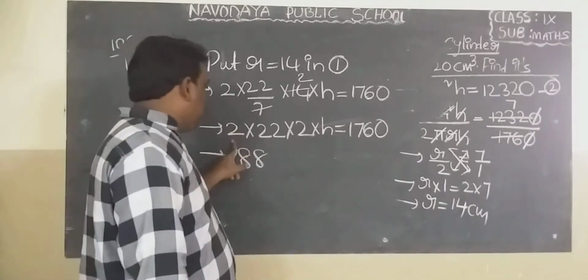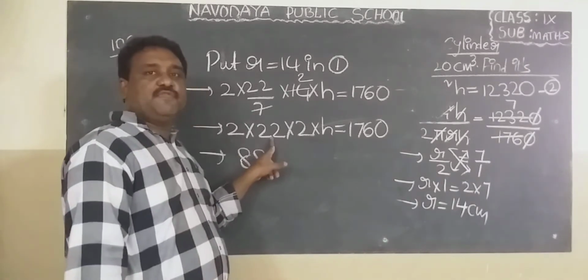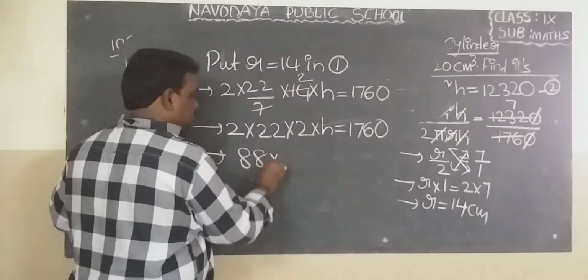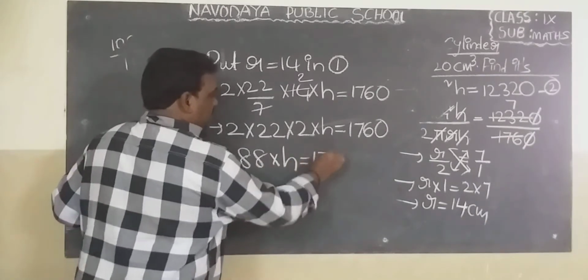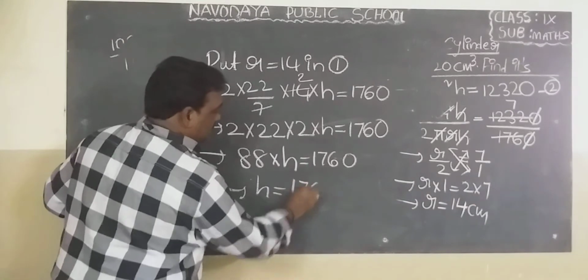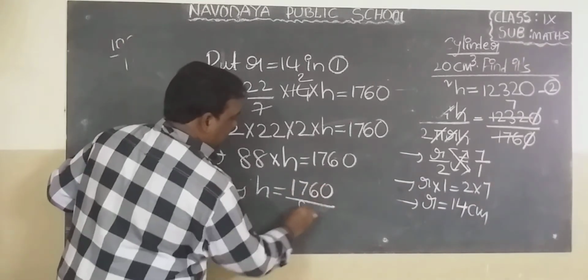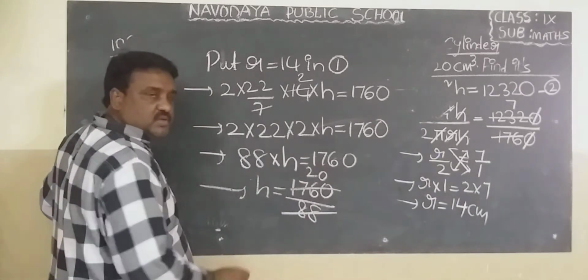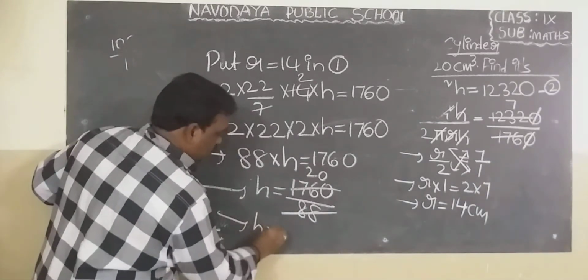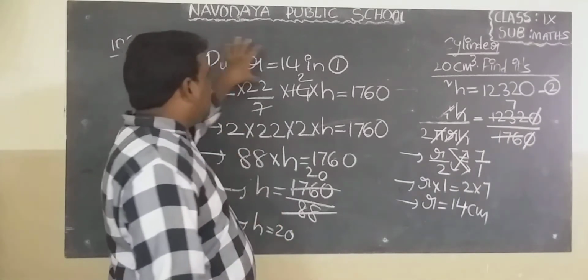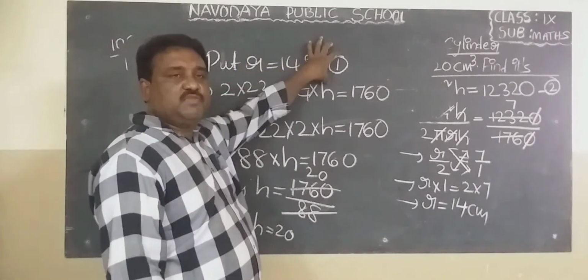Multiplication: 2 into 22 is 44. 44 into 2 is 88. 88 into H equal to 1760. H equal to 1760 by 88, exactly 20 times. H equal to 20. H value is 20.